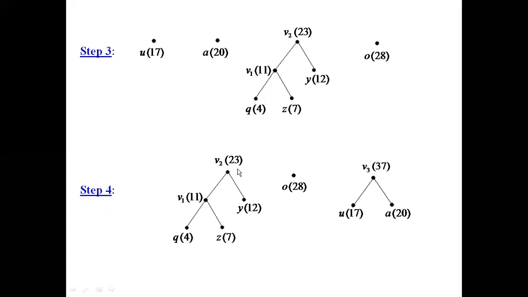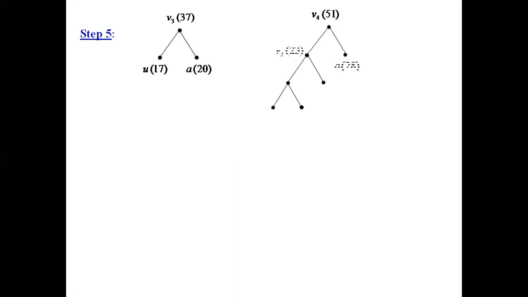Again, the minimum of the two weights is 23 and 28. We add up these two: 23 and 28 gives us 51, which is greater than 37, the existing root. So we place it at the end. That is in step 5. So V3 and its children are kept as they are.